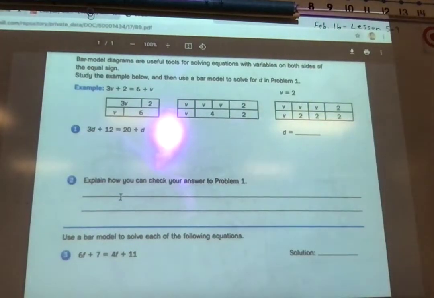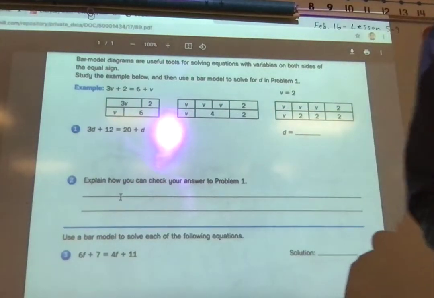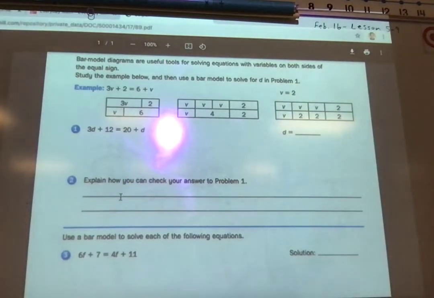Guys, we're going to jump into our lesson for 6.3, and we're dealing with bar model diagrams. Our I can statement, guys, is to be able to use bar models to solve equations. You guys know we've used trial and error, and now we're going to look at a different strategy called bar models that help us solve.